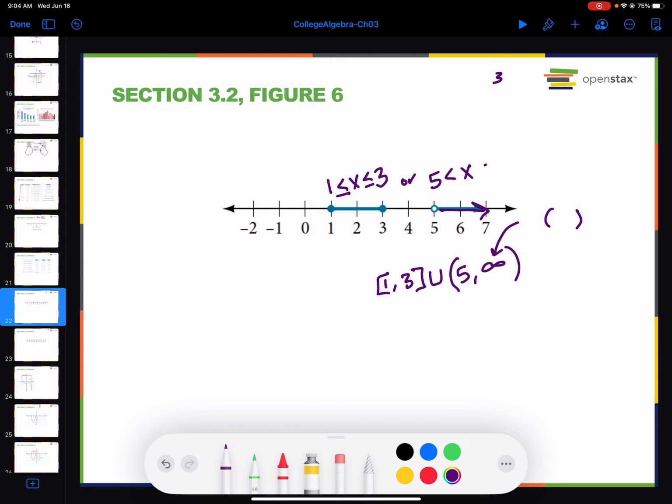All right, so our set builder notation for this one is going to be a little bit more complex. So we've got 2 situations. We've got the set of x's such that x is less than or equal to 1, and greater than or equal to 1, less than or equal to 3, or x is greater than 5. And that's our set builder notation.